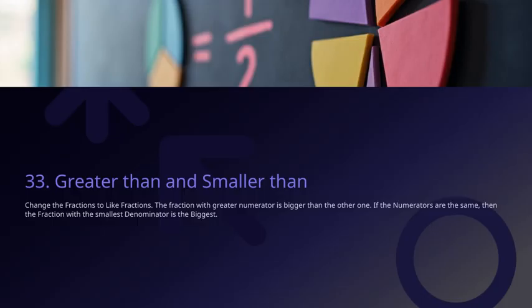But what if the numerators are the same? That's when you look at the denominators. The fraction with the smallest denominator is actually the biggest. This is because a smaller denominator means each part is larger, so the whole fraction is larger. Remember, these rules help us compare fractions quickly and accurately, especially when dealing with different fractions in problems or real-life situations. They tie back to our overall goal of understanding how to work with fractions effectively.